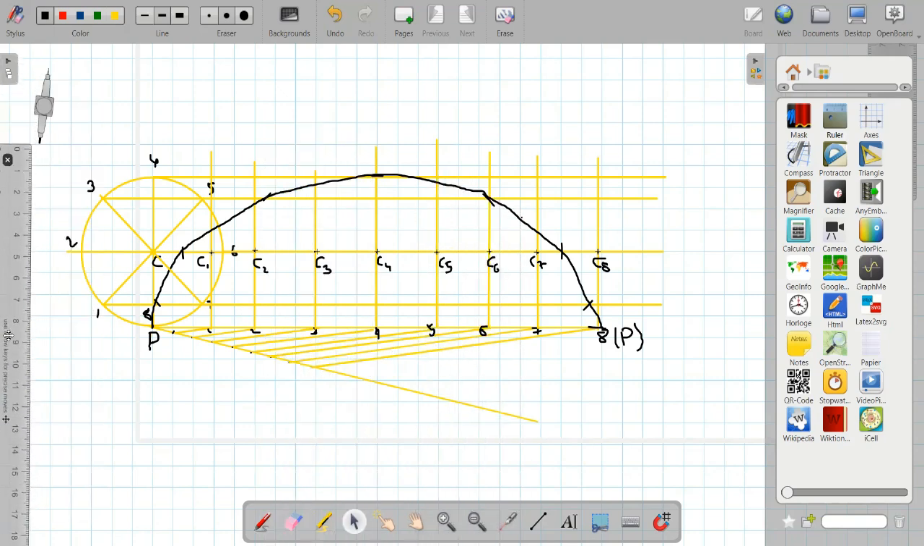Now the process. Keeping the same radius, that is 3.5 cm, keep the compass on this particular point and mark an arc on the center line. You have to cut an arc of the same radius, that is 35 mm, on the center line.